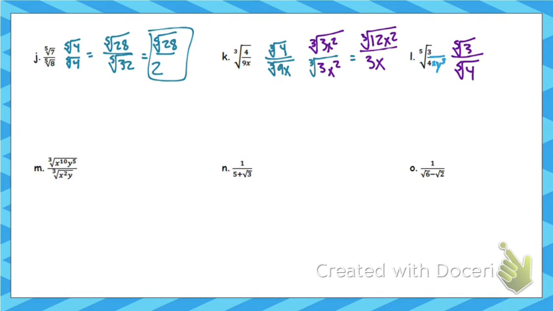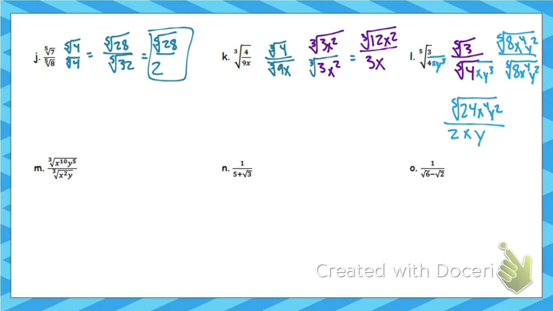So what I would need to multiply by in order to get that perfect fifth power, I know the fifth root of 32. So I'm going to multiply by the fifth root of 8 to get the 32, x to the fourth to get x to the fifth, and y squared to get that whole number. Whatever you multiply the bottom by, you also multiply the top by. So I get the fifth root of 24 at the top, x to the fourth, y squared. Then at the bottom, I would have the fifth root of 32, which is 2, the fifth root of x to the fifth, which is x, and the fifth root of y to the fifth, which is just y.